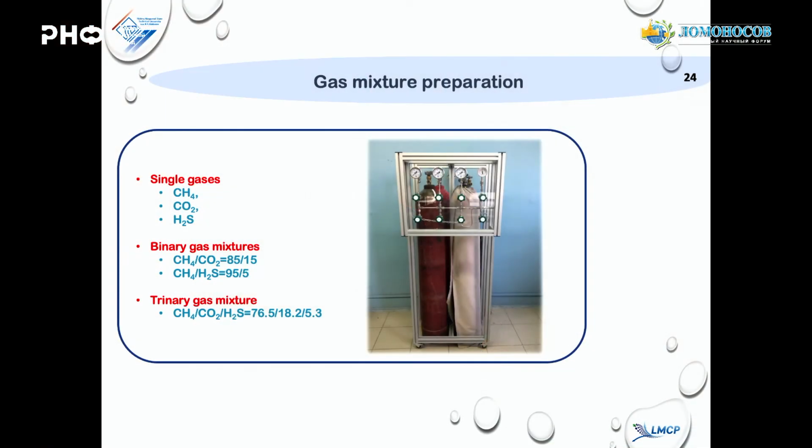Then we can analyze the composition, because when we check the separation of the gas mixture, which we also prepare by ourselves, for these particular experiments we use more or less natural composition. For example, methane with 15% of CO2, or even 5% hydrogen sulfide in methane, because this is, let's say, a natural composition.